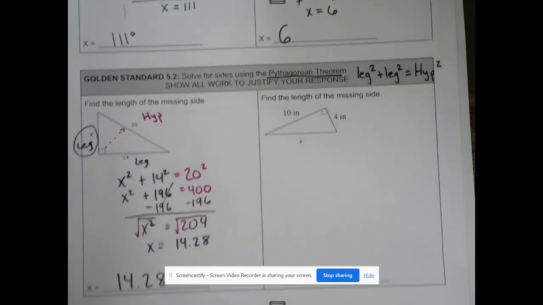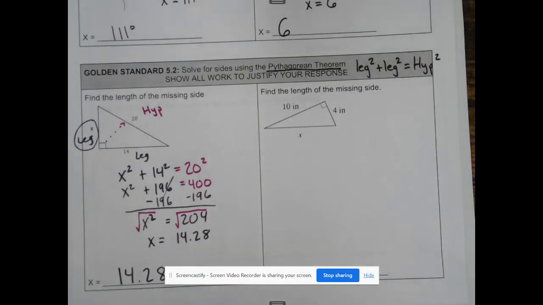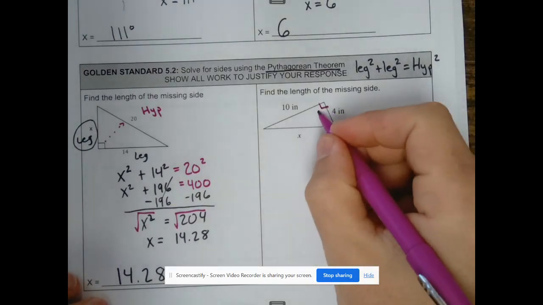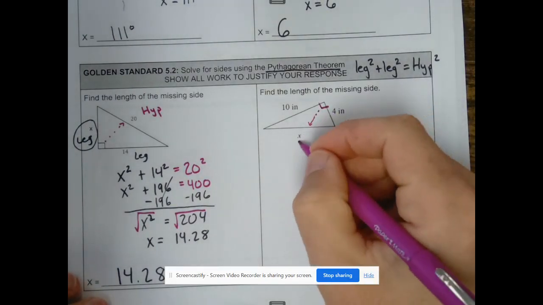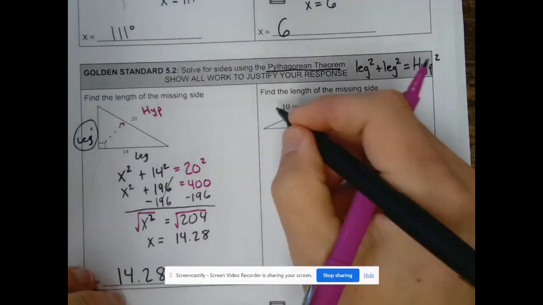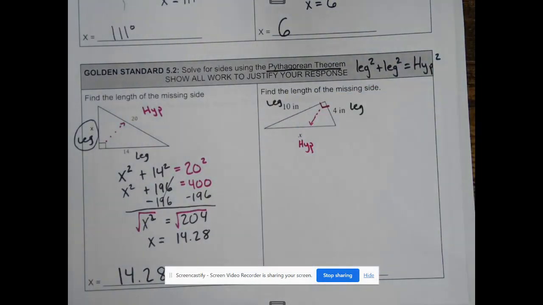So you can see a little bit. All right, let's look at the other one. First step again, identify your hypotenuse. Here's the right angle. Go across the triangle. So that means x is our hypotenuse, and these 2 sides are legs. Leg, leg, hypotenuse. So let's set up our Pythagorean theorem.